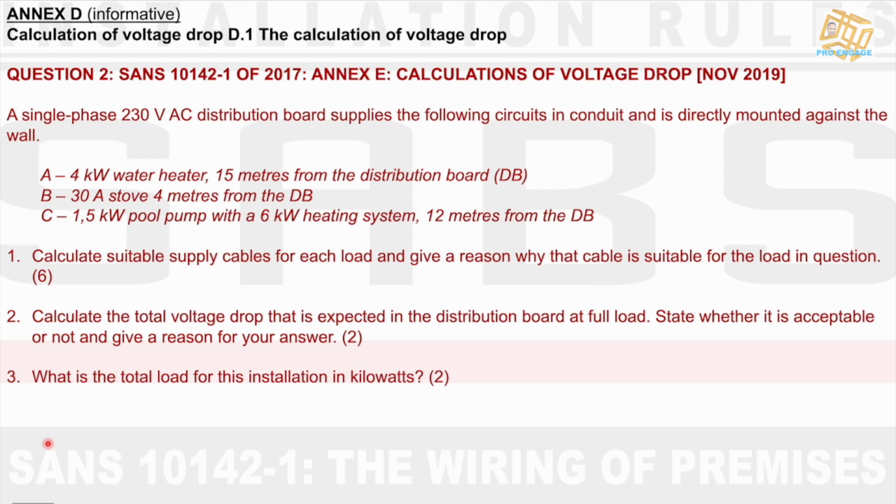6 marks. So you're gonna have to work out 3 sums: circuit A, circuit B, circuit C. Also says calculate the total voltage drop that is expected in the distribution board at full load. State whether it is acceptable or not and give a reason for your answer. Number 2.3 would be what is the total load for this installation in kilowatts. I could only imagine it is the sum of all the power in kilowatt, and that would be the P total. Right, let's go.